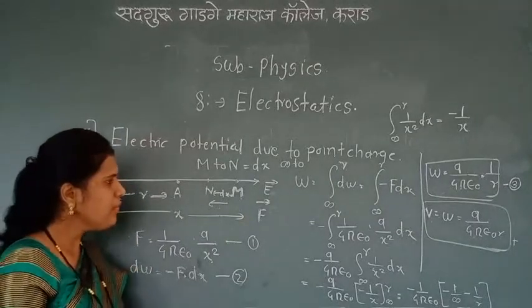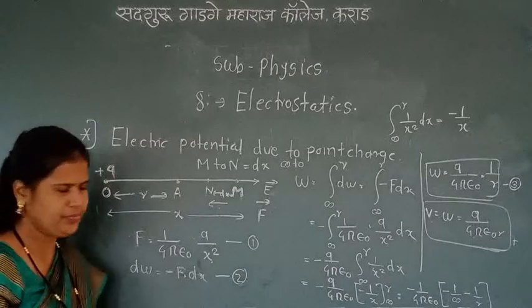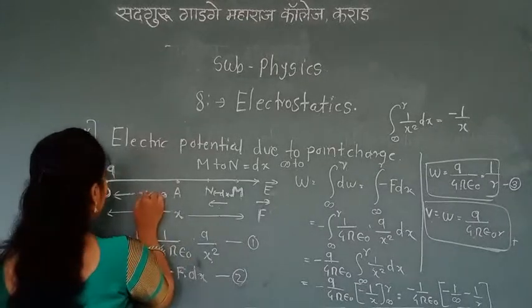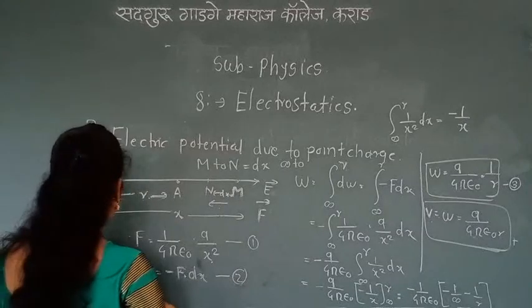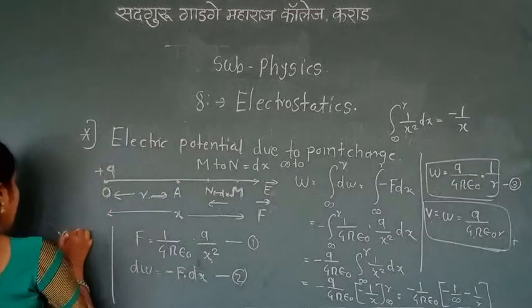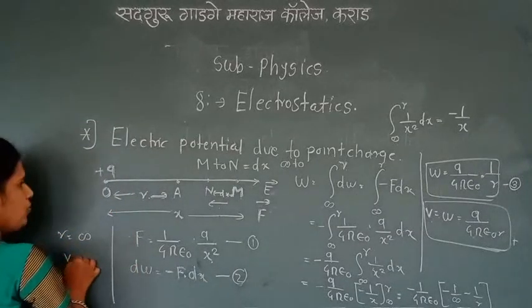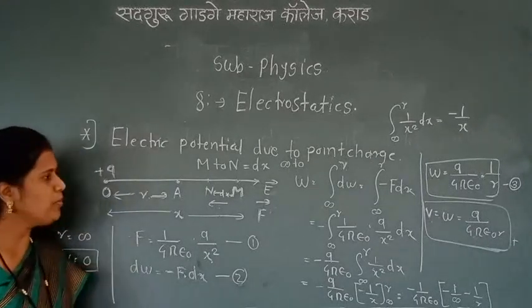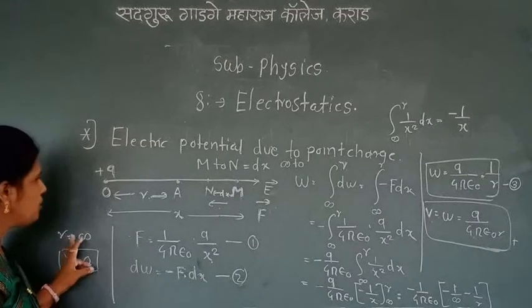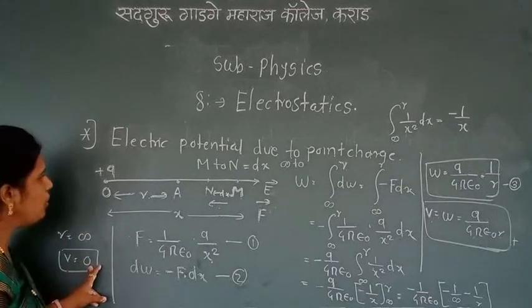At R equal to infinity, when R is infinity, this point is the infinite point. When R is equal to infinity, the potential V is equal to 0, because Q upon infinity is 0. So at R equal to infinity, potential V is equal to 0.